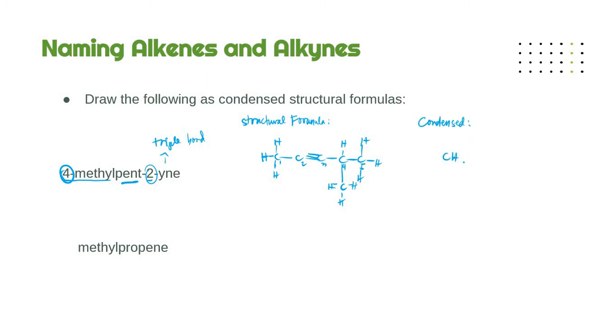And then your condensed formula is CH3, C triple bond. You can write the triple bond. No need to write the lines for the single bonds. C, and then CH. At the fourth C, you have a methyl, CH3, and then CH3. So that's it.